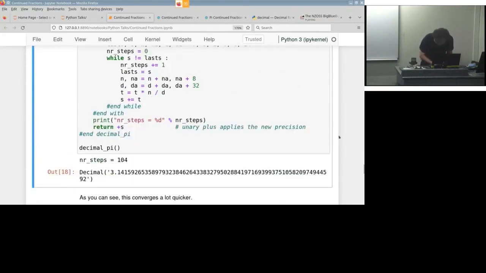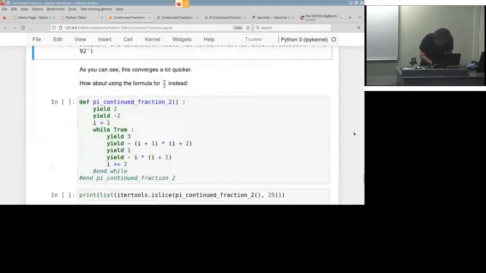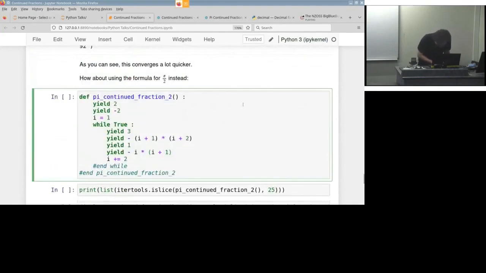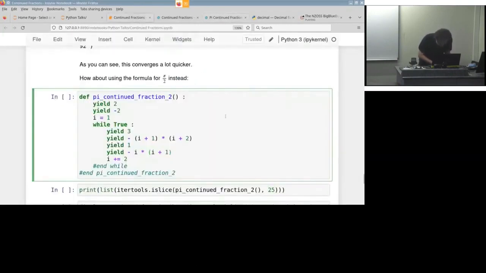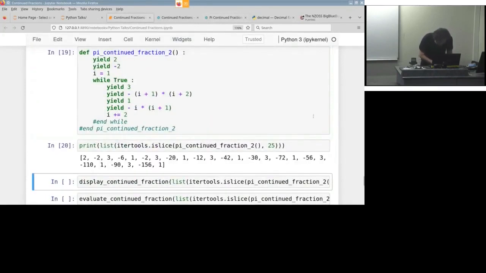That's pretty amazing. So you know, I was getting a bit disillusioned with continued fractions at this point. And then, okay, I'll try another formula. There was another formula on the Wolfram page, which is pi over 2. So just change that to a 2, and change that to a 2, and you'll get pi, right? So here's my another generator function, and here we go.